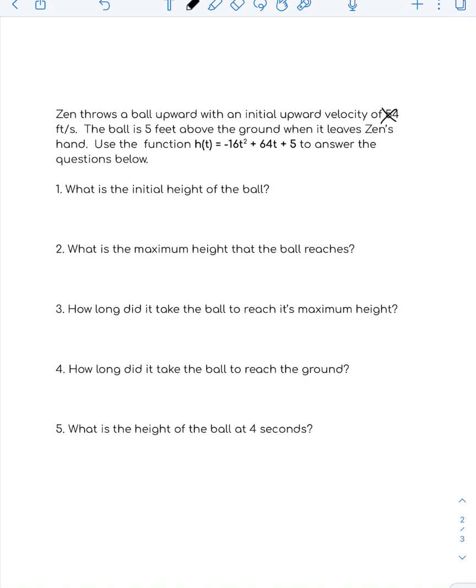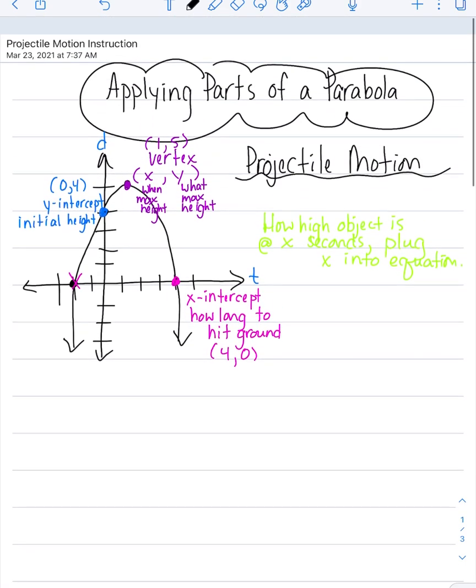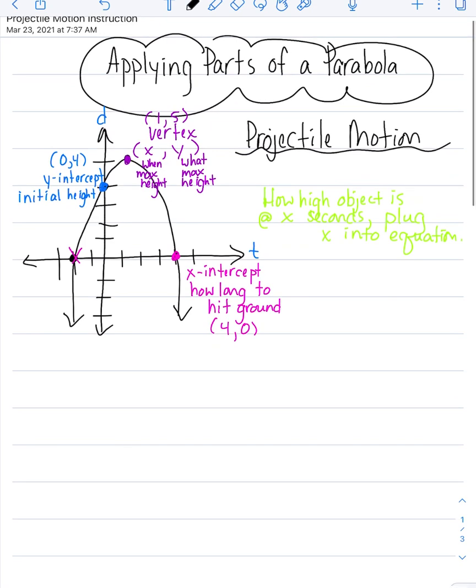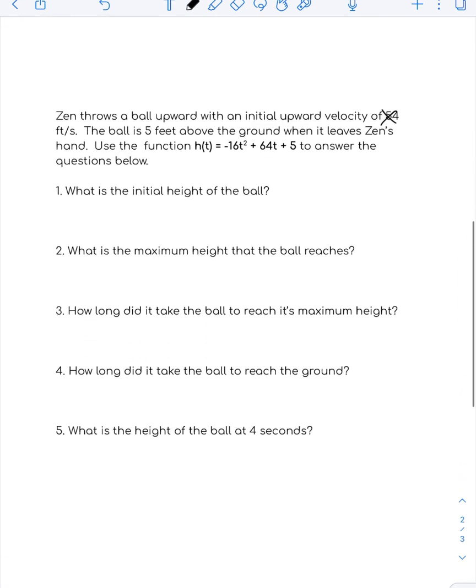What is the initial height of the ball? What is the maximum height that the ball reaches? How long did it take the ball to reach its maximum height? How long did it take the ball to reach the ground? What is the height of the ball at 4 seconds? So that tells me I need to graph this equation so I can use our key points, or the parts of the parabola, to answer the question.